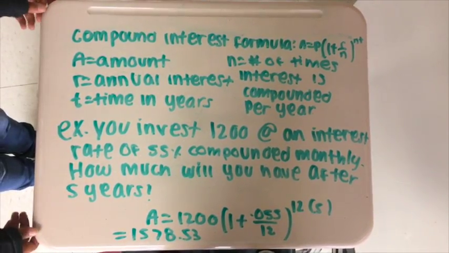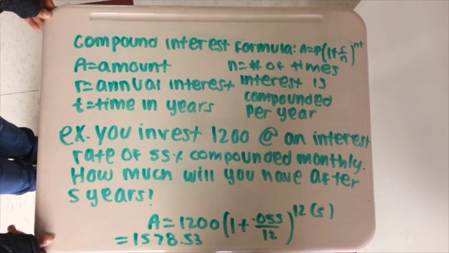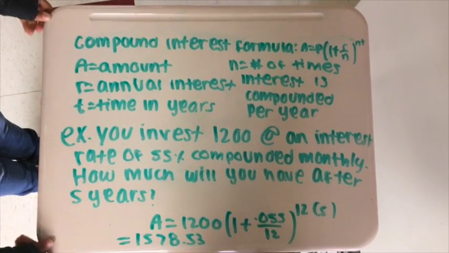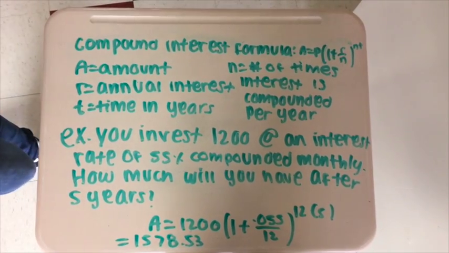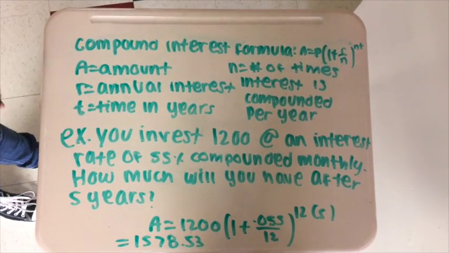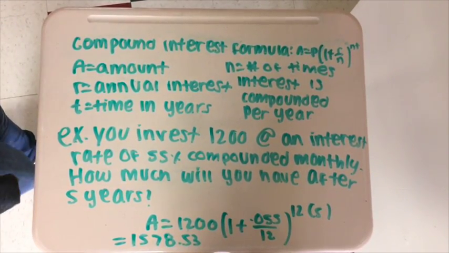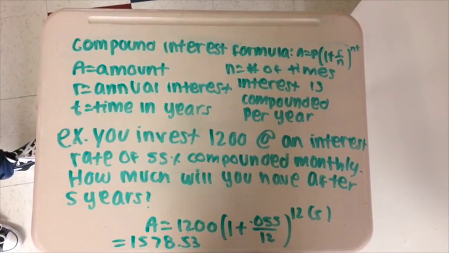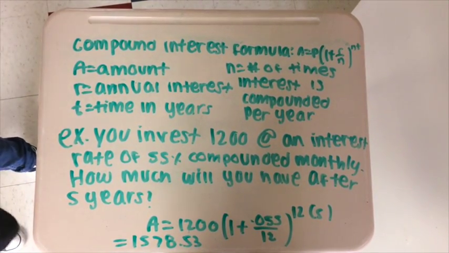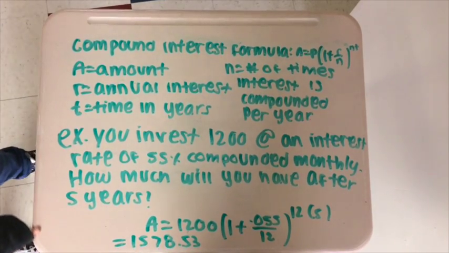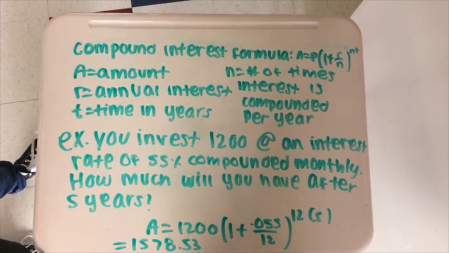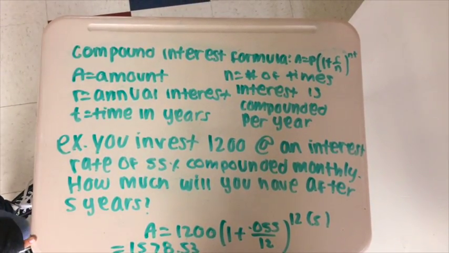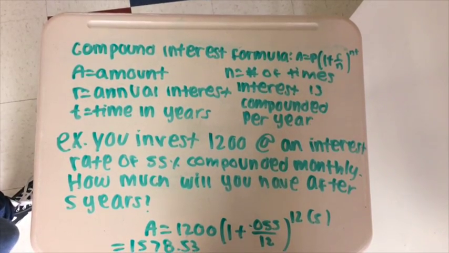The compound interest formula is A equals P(1 + r/n)^(nt). A is the amount, r is the annual interest rate, which has to be in decimals, t is the time in years, and n is the number of times the interest is compounded per year. An example of this is you invest $1,200 at an interest rate of 5.5% compounded monthly. How much will you have after 5 years?